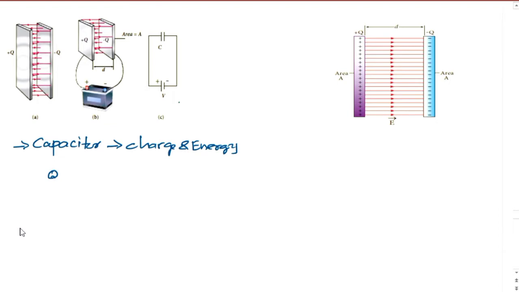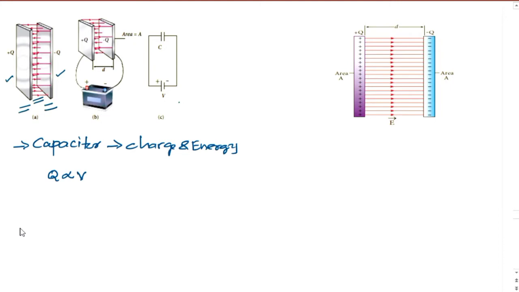Whenever you give charge to the capacitor, you know very well the potential will increase. See, in this diagram you can notice this. The two plates are given charges. This plate is given positive charge. By electrostatic induction, this will acquire negative charge. There is an electric field between the two plates and it is represented by the red lines. And this will happen when you connect with this battery.